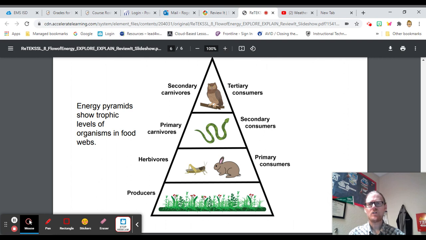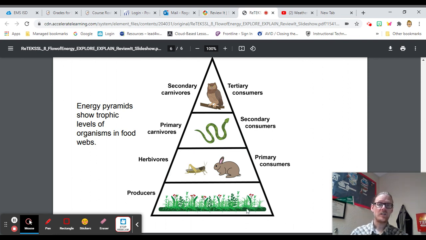An energy pyramid shows the trophic levels of organisms in food webs. So the purpose of it is that at the base of the pyramid is where all your energy is. It all starts with the producers. The more producers there are, the more consumers you're going to have above in the pyramid. If you don't have very many producers and you don't have a variety of producers, then your biodiversity is limited, meaning you're not going to have very many different forms of life of consumers.